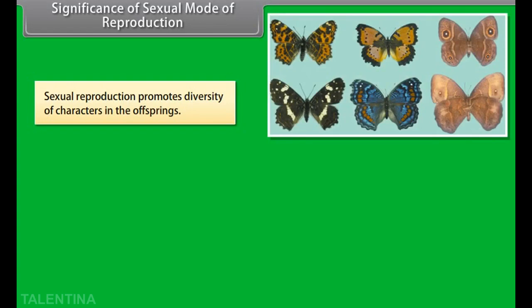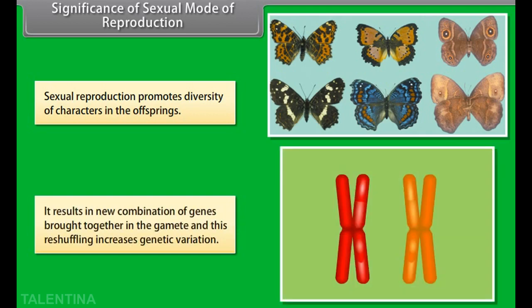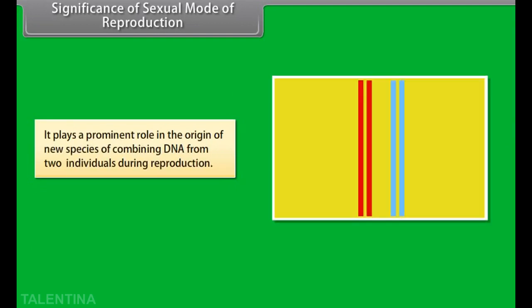Sexual reproduction promotes diversity of characters in the offsprings. It results in new combination of genes brought together in the gamete, and this reshuffling increases genetic variation. It plays a prominent role in the origin of new species by combining DNA from two individuals during reproduction.